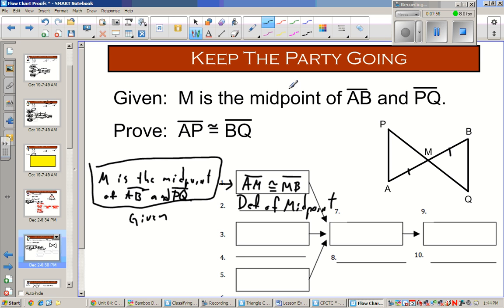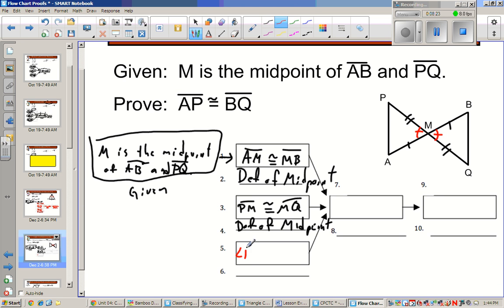Now, also M is the midpoint of PQ, so those two have to be congruent. So we say PM has to be congruent with MQ. And the reason, again, is the definition of midpoint. Now we still only have two pieces of information. The third piece of information is the vertical angles in there. So I could say angle PMA is congruent to angle BMQ, and that's because those are vertical angles.